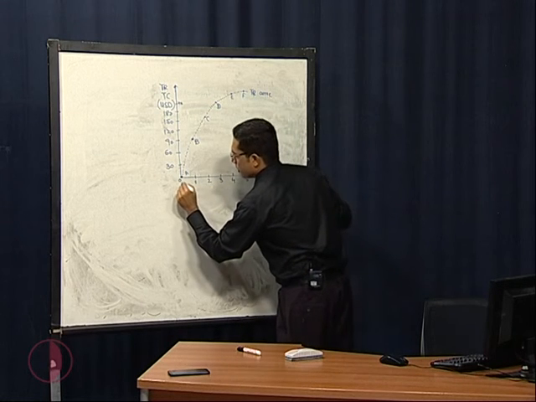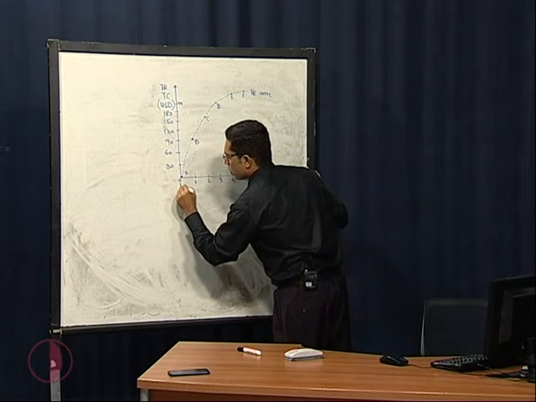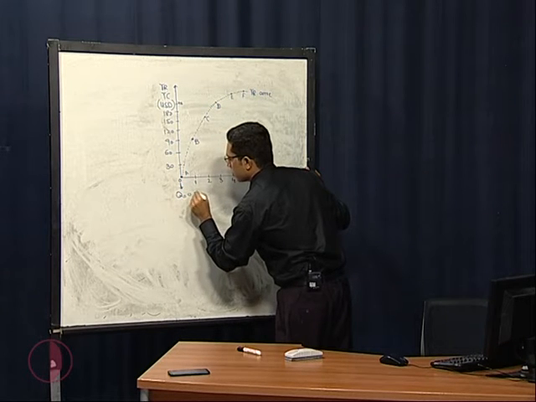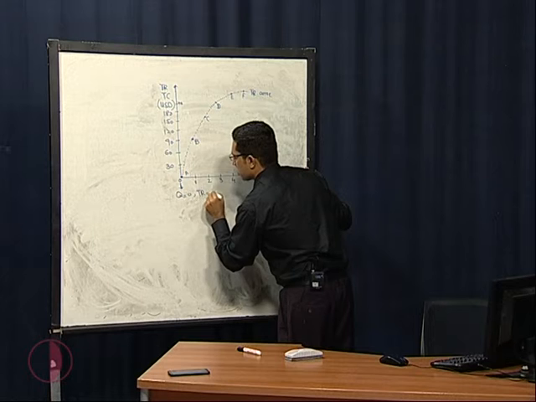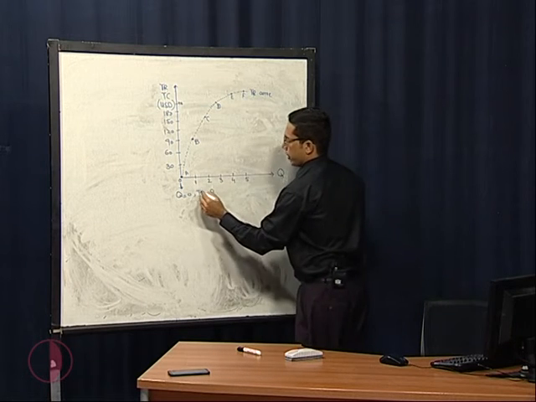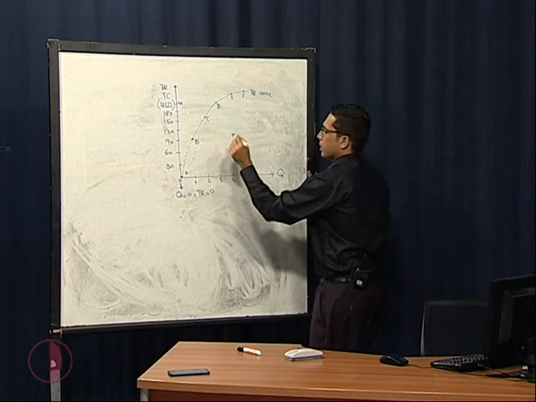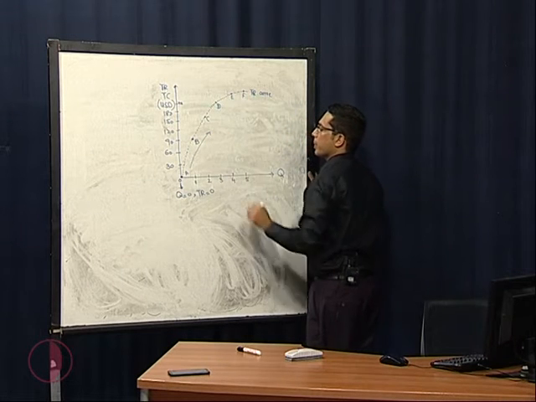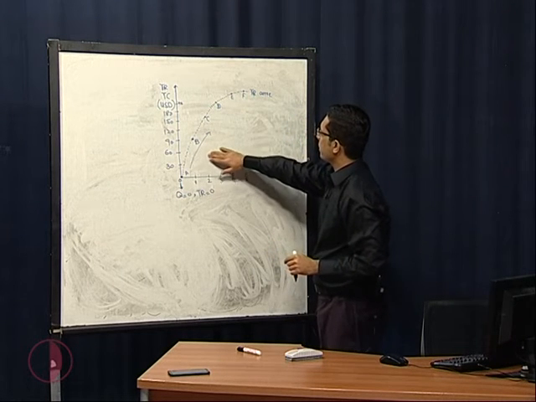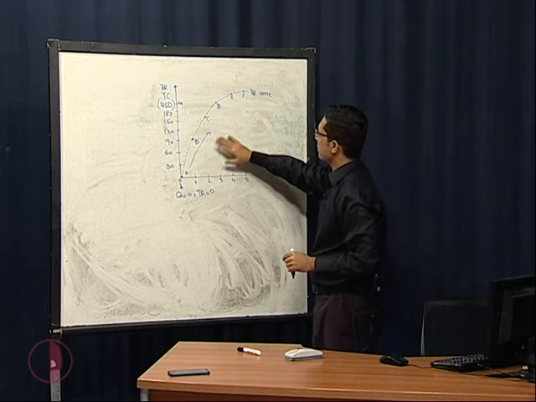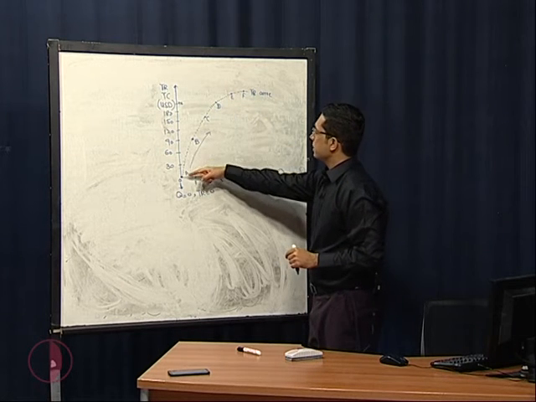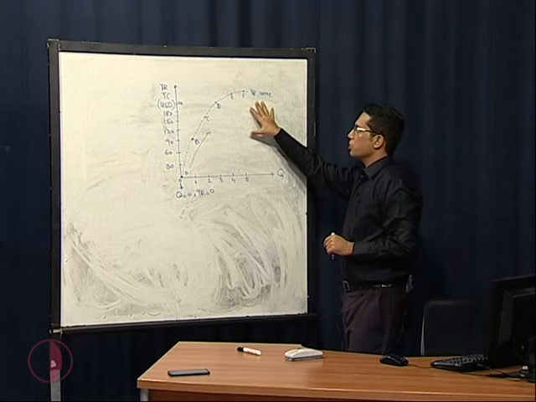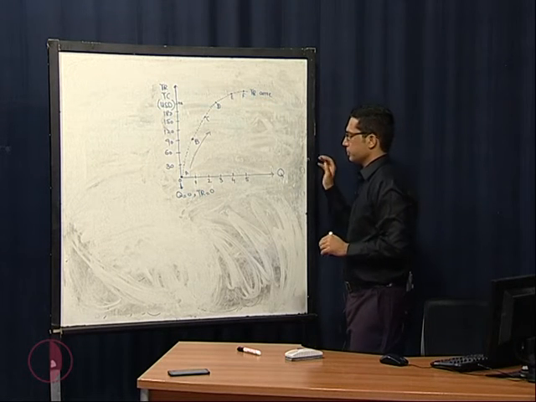It means that when Q was 0, total revenue is 0 as well. Look at the slope of this curve. This curve is moving in an upward direction. The slope of this curve is positive. This curve is known as the total revenue curve, which shows the total revenue of a business firm.